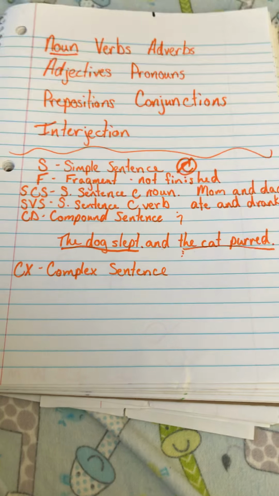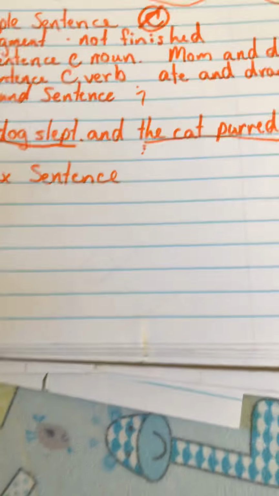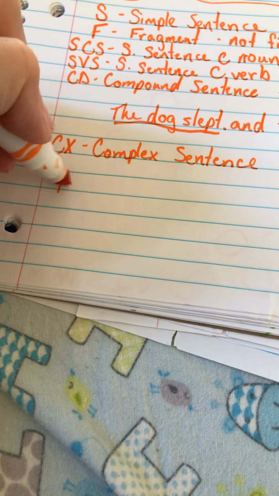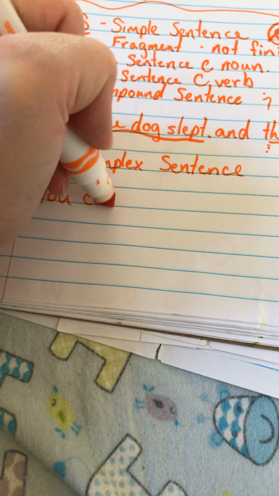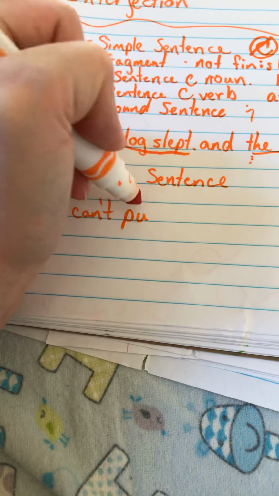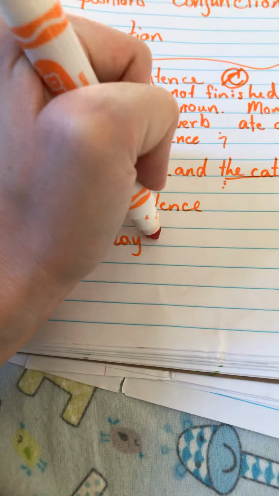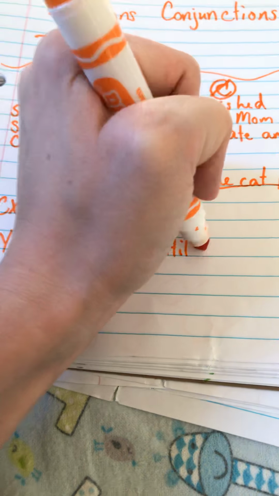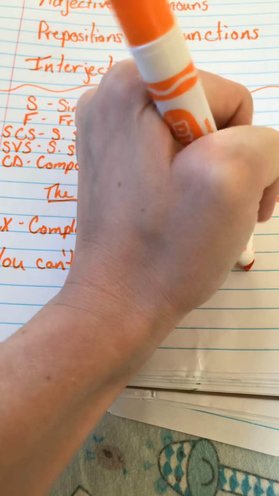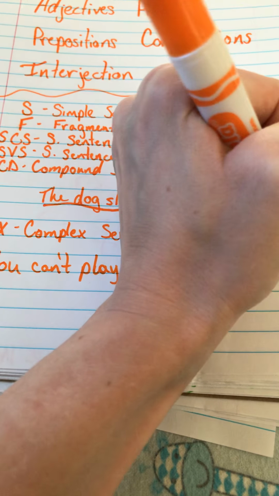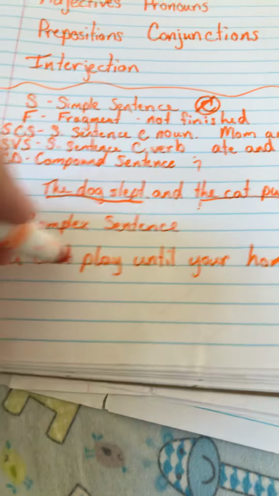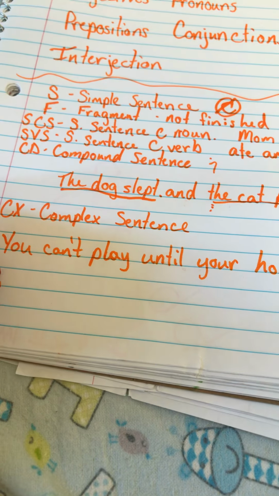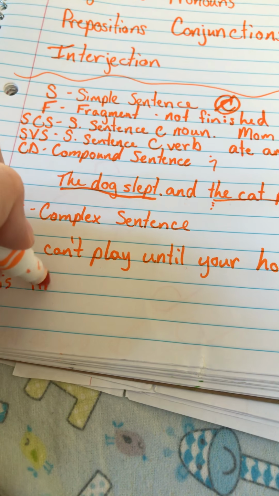Sorry about that. So, an independent clause and a dependent clause are put together with normally a subordinate conjunction. So that would be like, you can't play until your homework is finished.